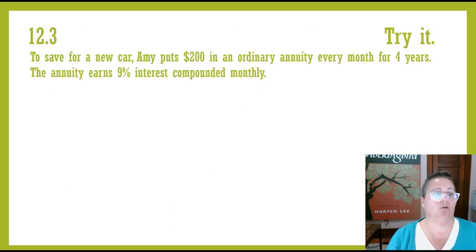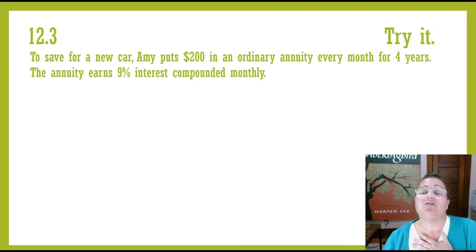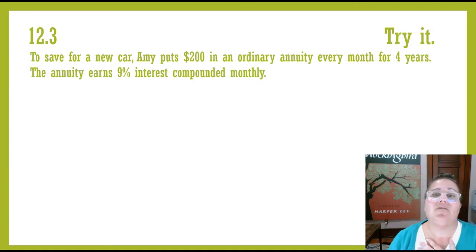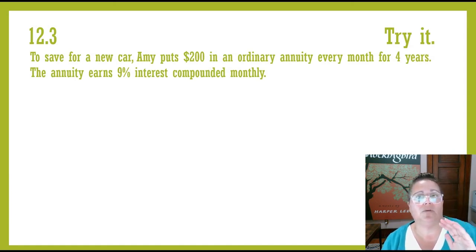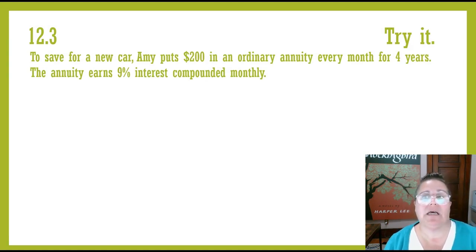So here we go. To save for a new car, Amy puts $200 into an ordinary annuity every month for 4 years. The annuity earns 9% interest compounded monthly. 2 things. Notice I've stated it's an ordinary annuity. The payment amount is $200. I know it's monthly, and that monthly matches with the compounding monthly. I'm doing it for 4 years because it's Amy, so it's me. And I know that the interest rate is 9%. So my I and N are the 2 things I'm going to find first.